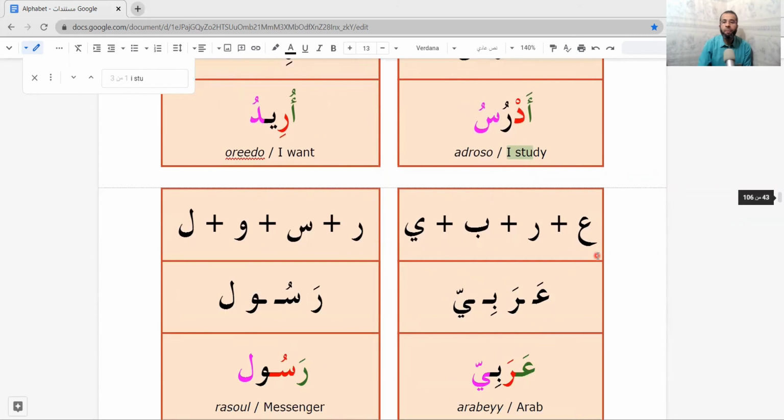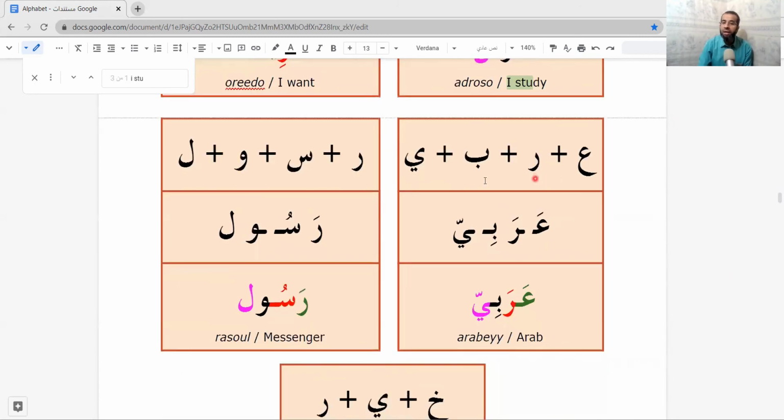A new word. Ain, Ra, Ba, Ya. Ain has fatha, A. Ra has fatha, Ra. The Ba has kasra, Bi. Then the Ya has shadda. Arabi, Arab. Then Ra, Sin, Waw, and Lam. Rasul, messenger.